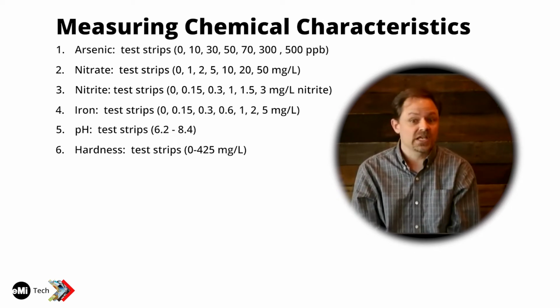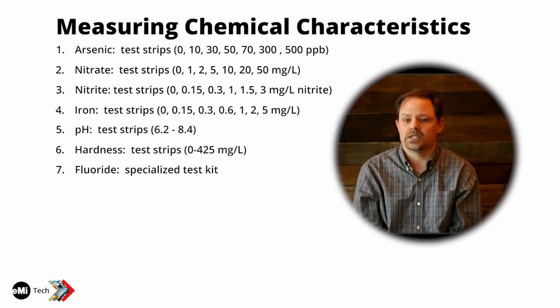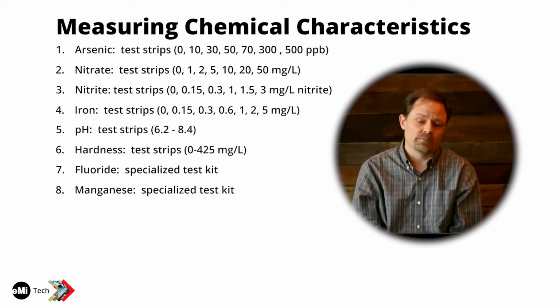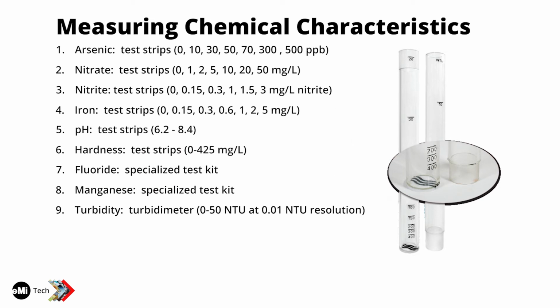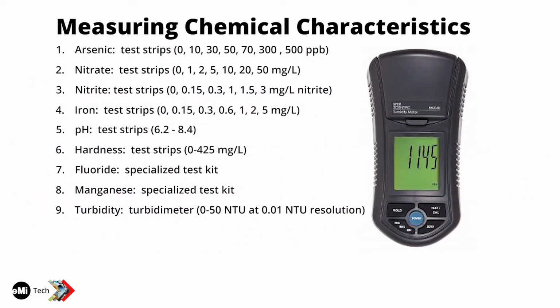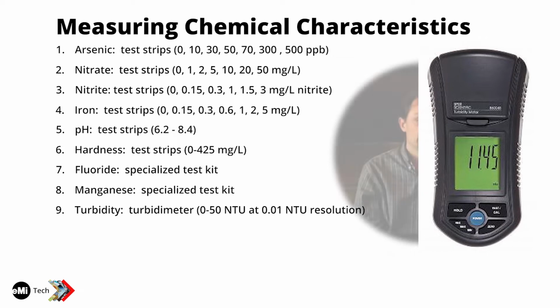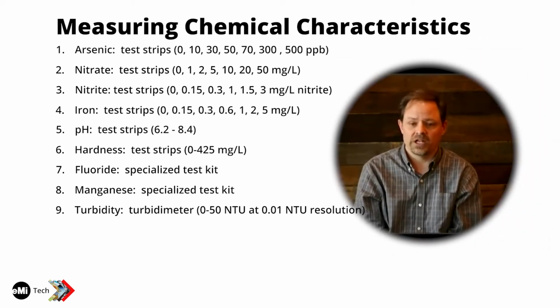So there are more specialized tests out there for fluoride and manganese, so a little bit more in-depth testing needed for those. And sadly for turbidity, the old-fashioned method of using a Jackson turbidity tube is not really precise enough. The sensitivity of that test isn't high enough to measure the turbidities that are most relevant in water quality assessments. So probably the best tool for that is the use of a turbidimeter. Sadly, those run $350 to $600. So there's not a real inexpensive way of evaluating turbidity.